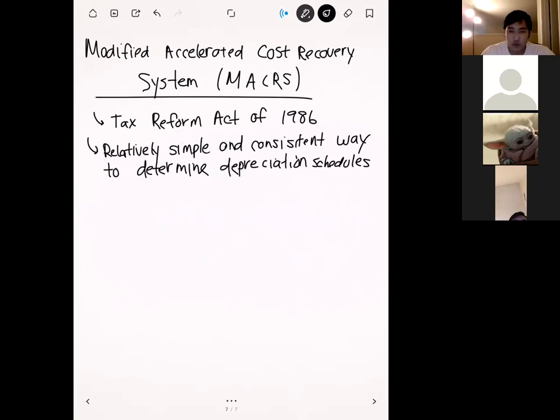The way MACRS works is that it makes a few assumptions, and you have to do a little bit of extra work up front to determine how to use it. There are basically three tenets, or three characteristics, of using MACRS. Number one, the first rule is that whenever you have an asset, you have to assign it what's called a property class life.